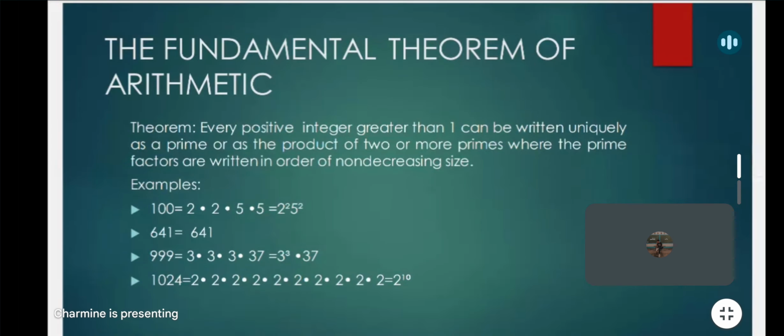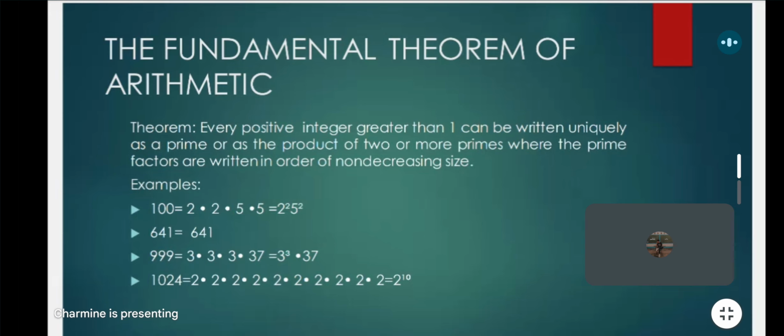And the fundamental theorem of arithmetic. Theorem: every positive integer greater than 1 can be written uniquely as a prime or as a product of two or more primes where the prime factors are written in order of non-decreasing size. Here are the examples of the fundamental theorem of arithmetic.